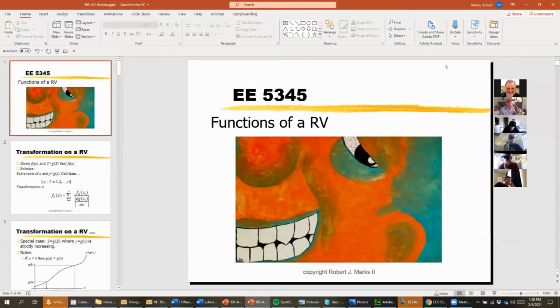Okay, crickets. Next thing we want to do is look at functions of a random variable. This is a very interesting topic and very applicable. And let me give you an example of a function on a random variable.